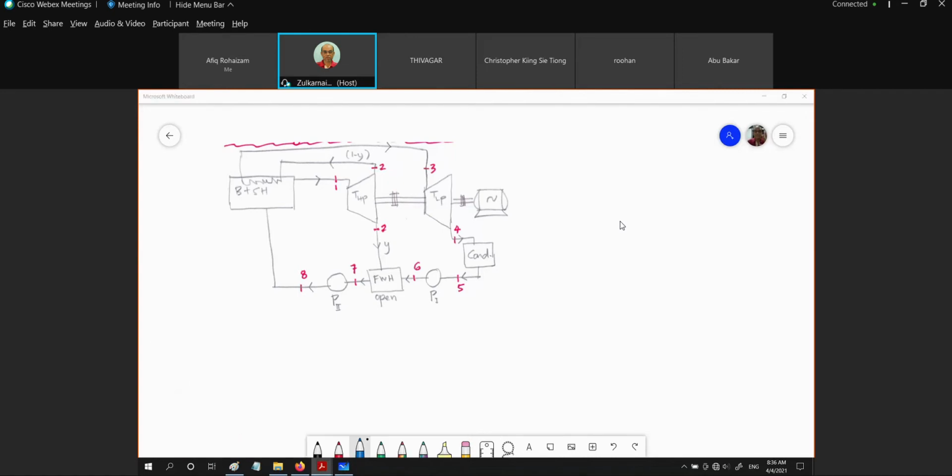And I'm going to give you the properties for each condition right here. So this is the properties. Let me print screen first.